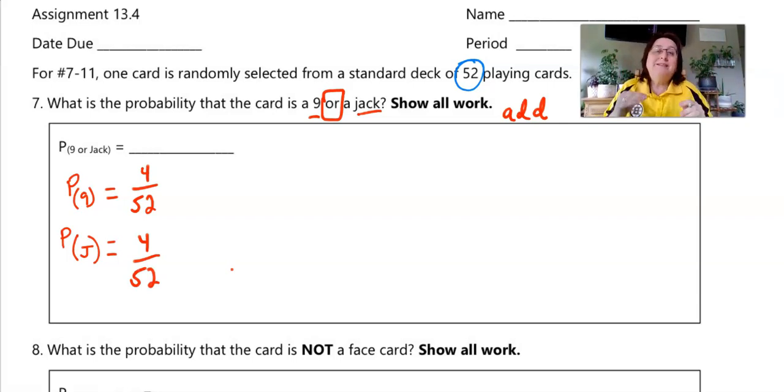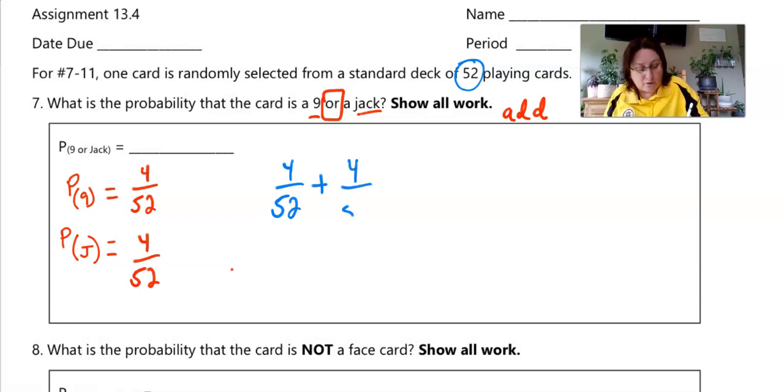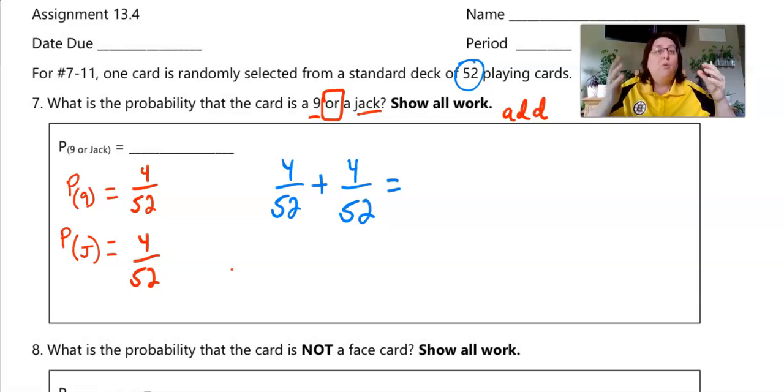So now we're going to take those two individual probabilities and add them together. So 4 over 52 plus 4 over 52. And since a jack cannot be a 9, there's not an overlap to subtract, is there? So we're just going to find that total probability. In your calculators, guys, why don't you give this a try? And I want you to tell me, in a percentage rounded to 1 decimal place, what is the probability that we would draw either a 9 or a jack out of the deck?